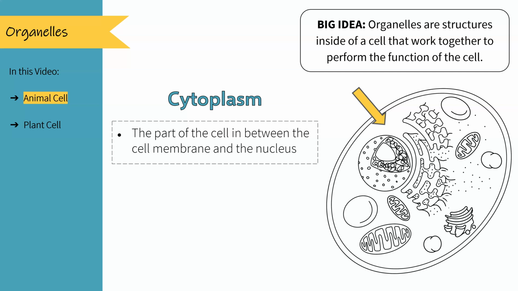The cytoplasm is everything in between the cell membrane and the nucleus. This includes most of the organelles and what I like to think about as a scaffolding which allows things to be transported from one part of the cell to another.